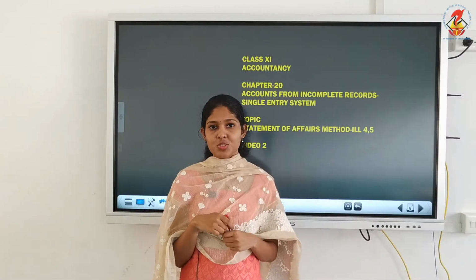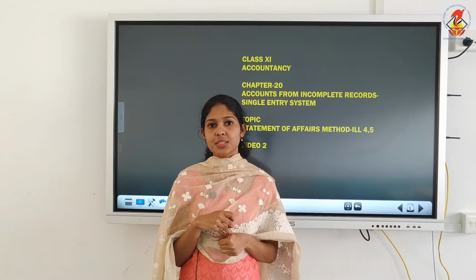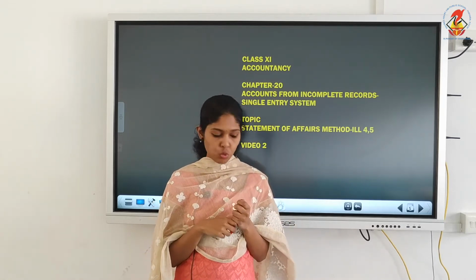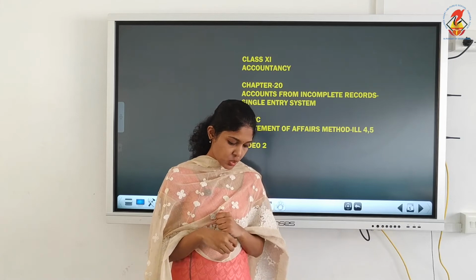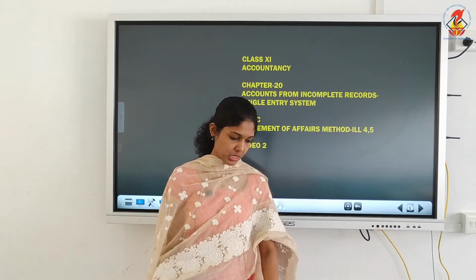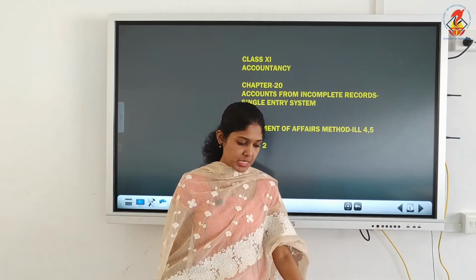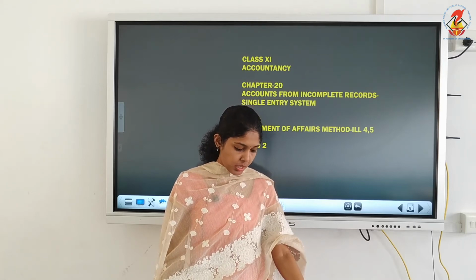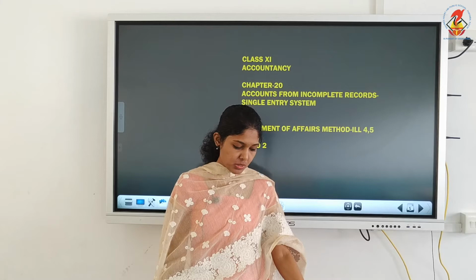We are continuing the chapter single entry system. So now we will work out illustration number 4 and 5. Illustration 4, just go through the question. It's on page 20.6, illustration 4. Ramanuj keeps his books under single entry system. Assets and liabilities are given.